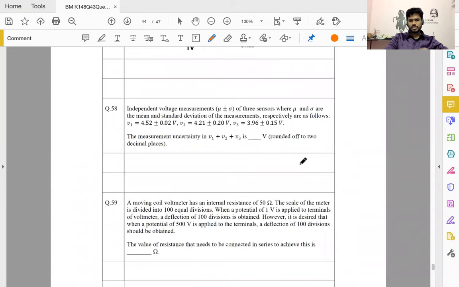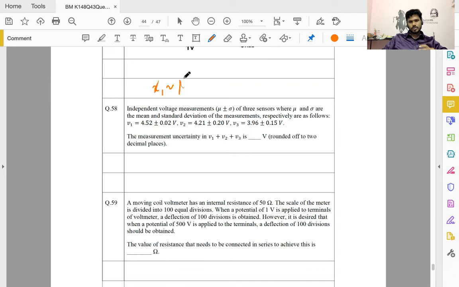Okay, independent voltage measurements. So anyone know how to do this? Okay, great. I think hopefully, in one of the mocks, one of the standard things they ask in the instrumentation paper is the sum of two Gaussian random variables. Mean and standard deviation are given.